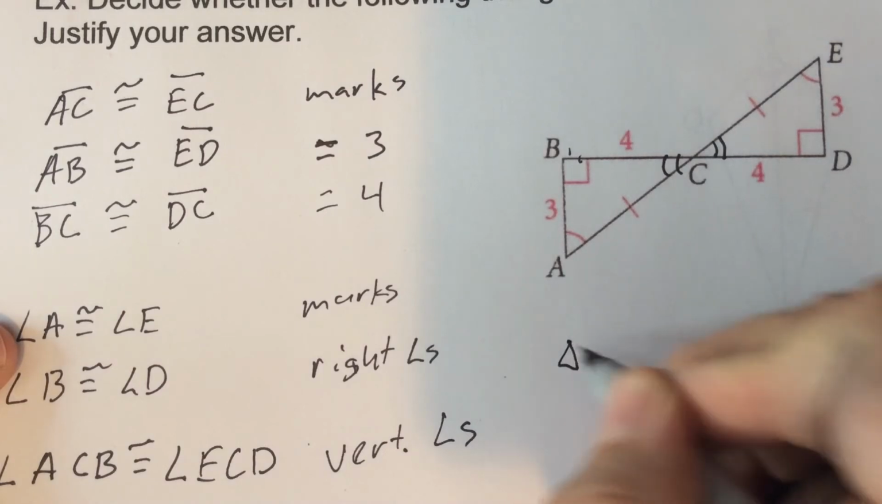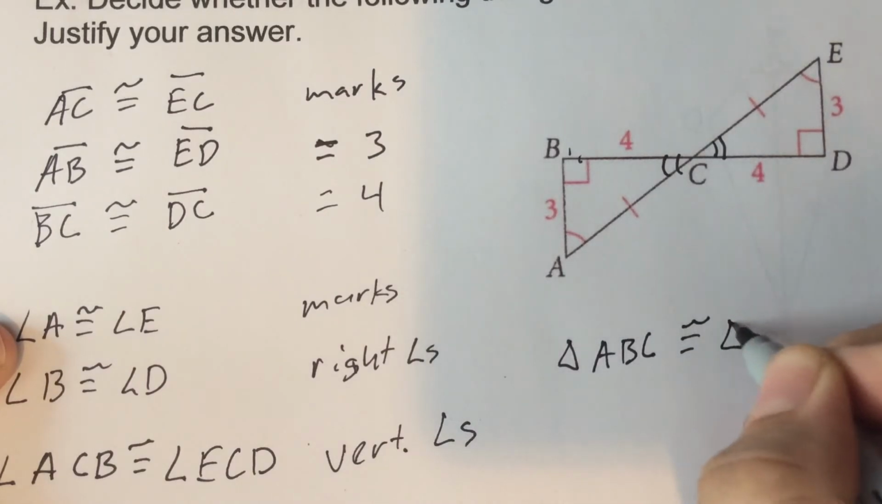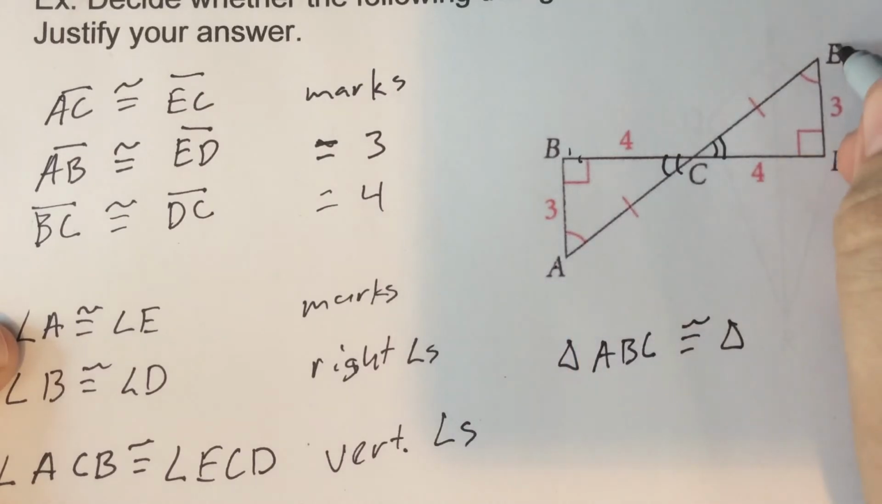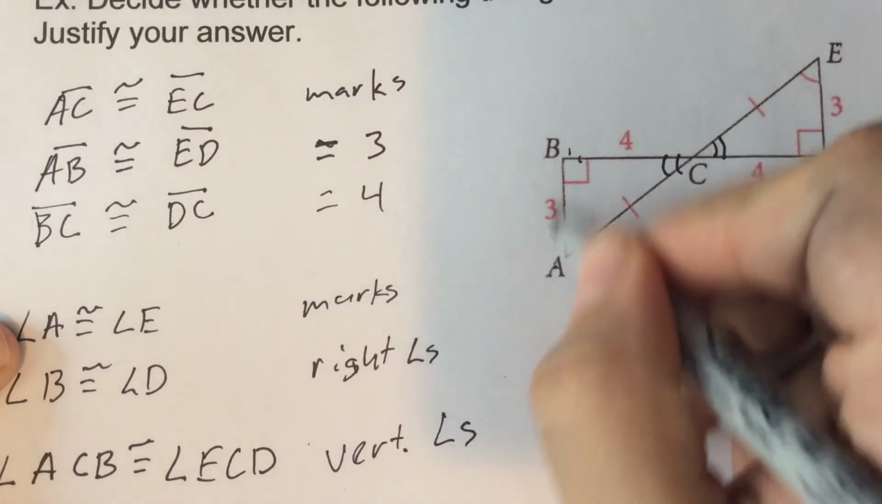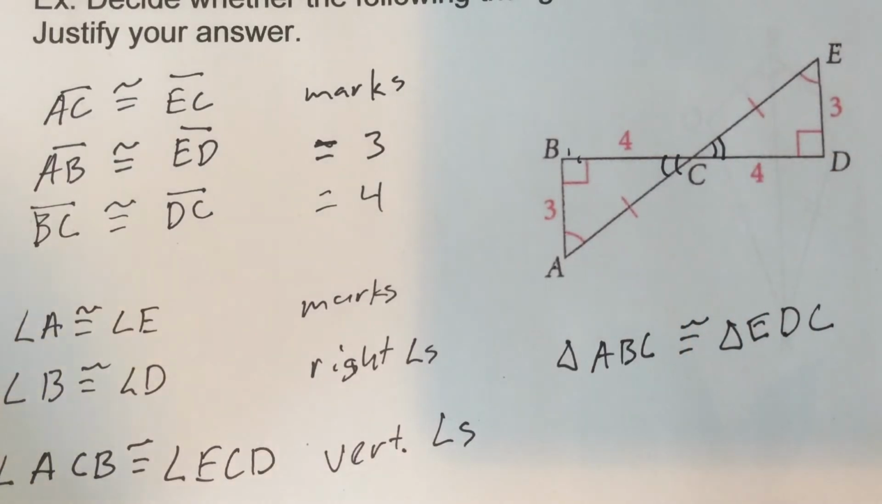So we can say triangle ABC is going to be congruent to triangle. So we did A, so we have to start with E. Then went to B, so we have to go to D. And then we ended with C, so we ended with C. So again, important that you write it in the designated order. Otherwise, it's really not true that they're congruent if they don't match up.